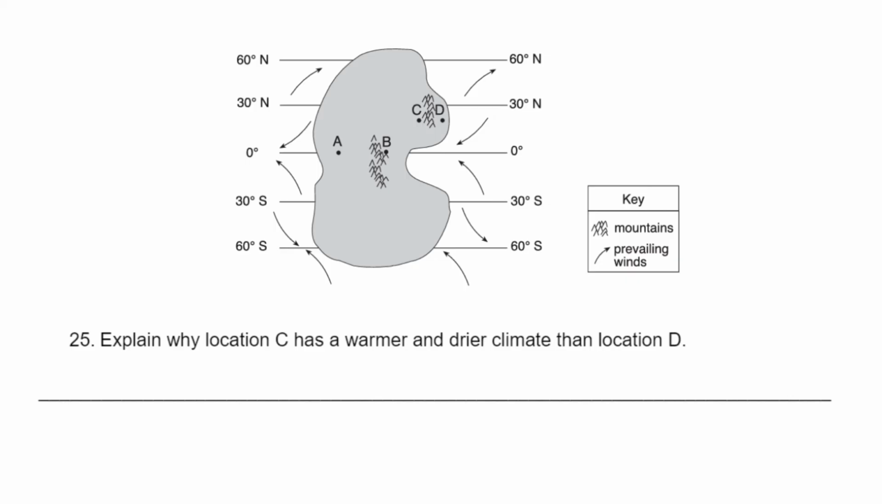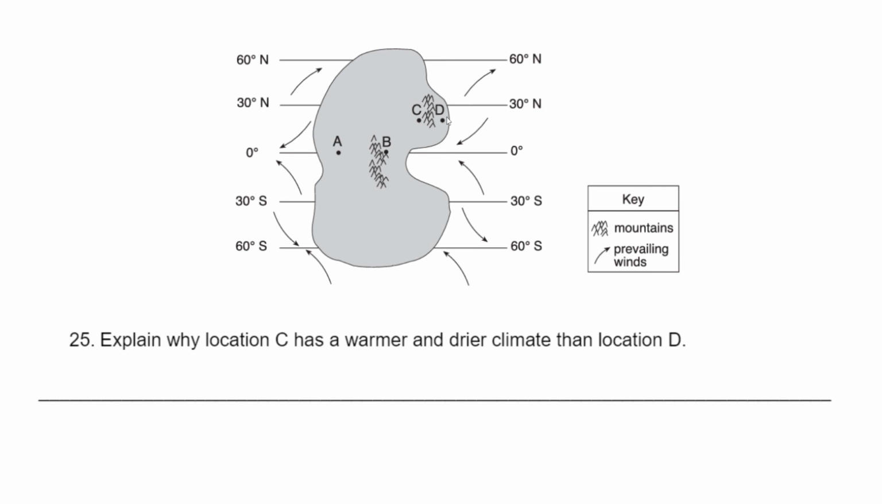So try 25, pause this video, explain why location C has a warmer and drier climate than location D. Now, this time you see that D is actually next to water, right? And C is on the opposite side of the mountains. So we must be talking about mountain barriers since we're talking about warmer and drier versus cooler and wetter climates.